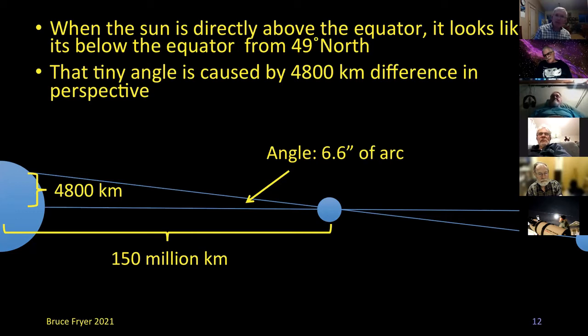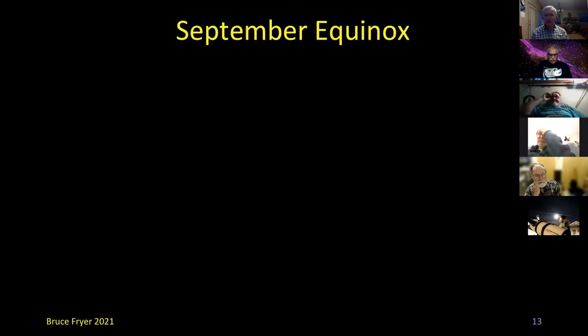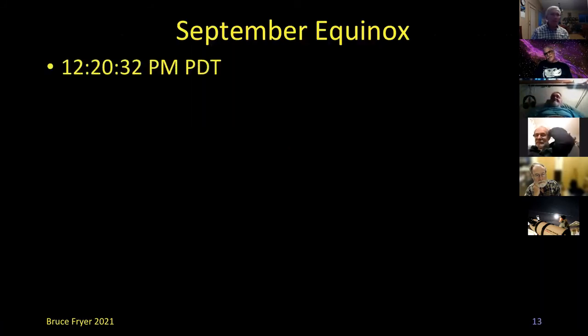So basically that tiny difference, the reason why when I got to a 0 declination from Sept that it wasn't the exact time of the equinox, was because it was a difference in perspective, a distance of 4,800 kilometers. Okay, so it turned out that the time of the 0 declination at the equator was 12:20:32. So that's to the closest minute, 12:21, which is the published time.